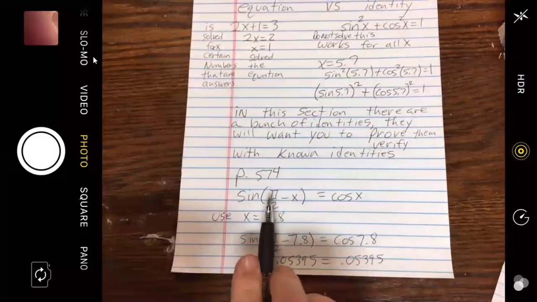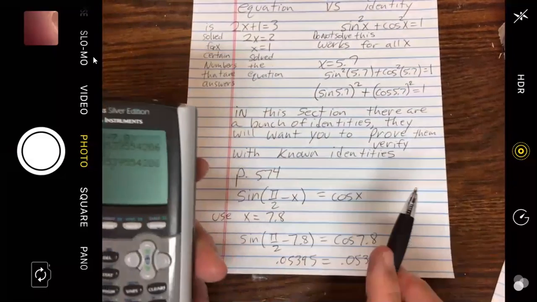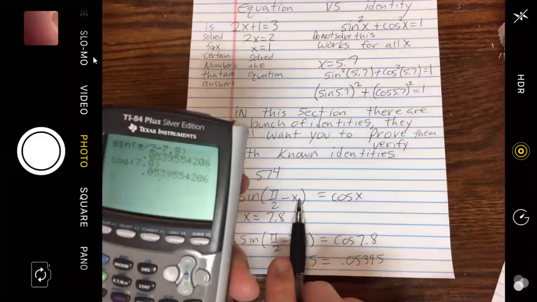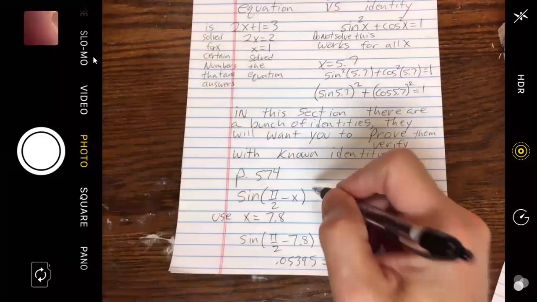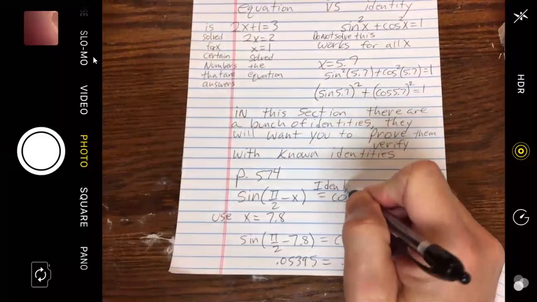So they are identical formulas, and if one comes up in the middle, if you see something like this come up, you can replace it with a cosine. They're exactly equal for any x whatsoever. This is an identity.